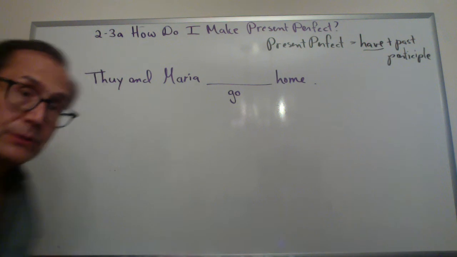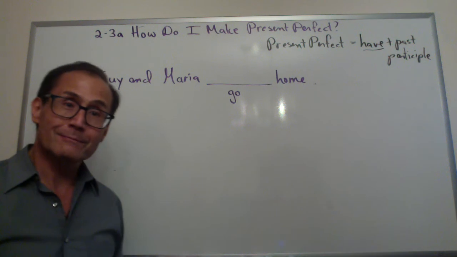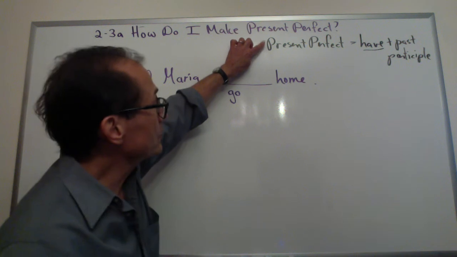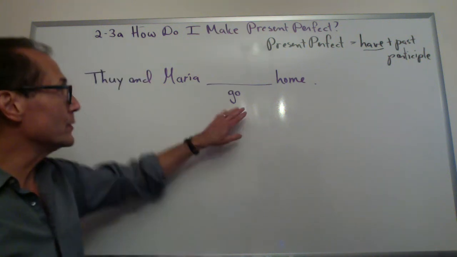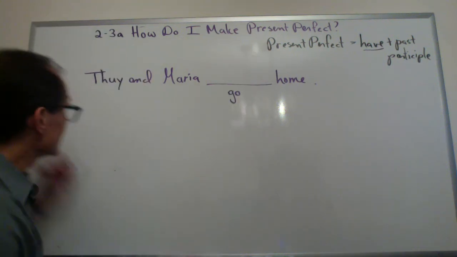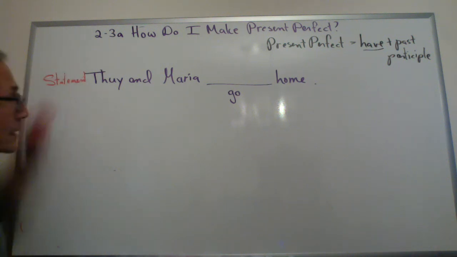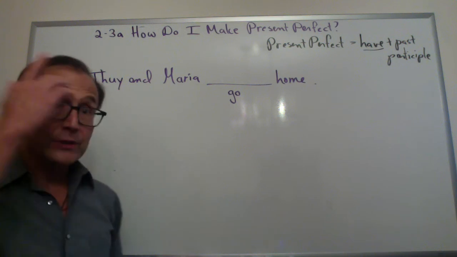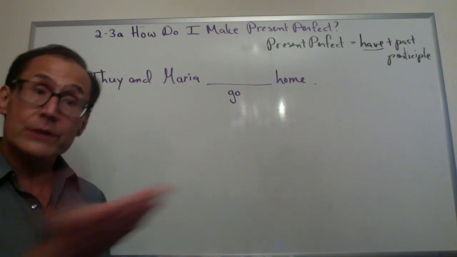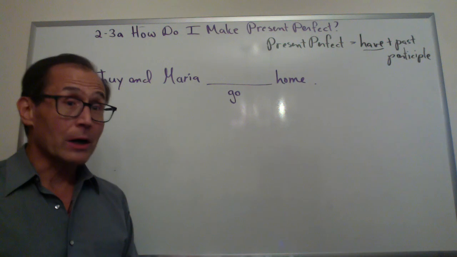And I'm going to ask you to take a look at this sentence. Twee and Maria blank go home. I would like you to complete this sentence using present perfect. So we're going to use the verb go in present perfect and write it here. So this will be a statement. Please either just in your mind or write it on a piece of paper, or if you're sitting next to someone, tell them what should go here. Pause if you need to.